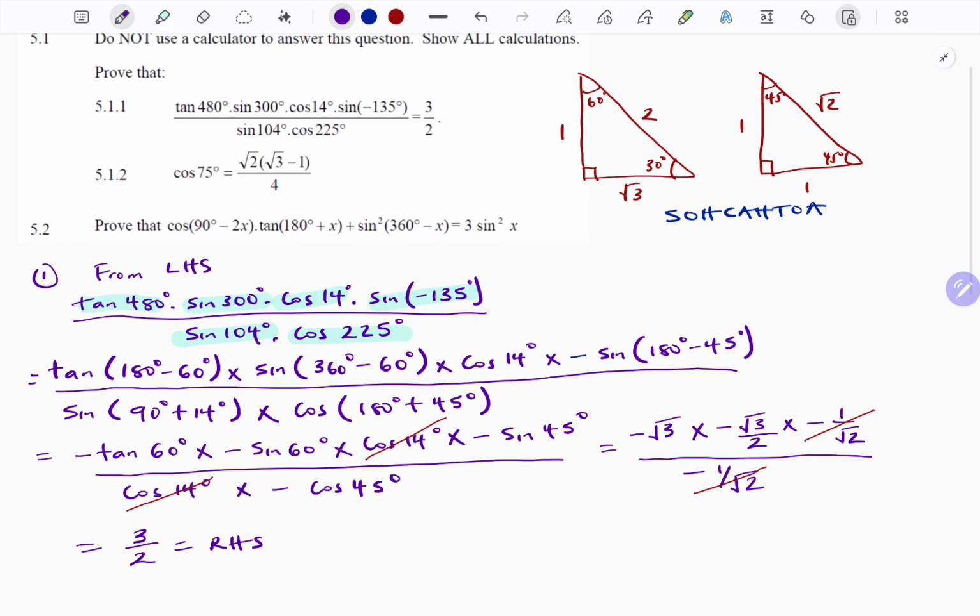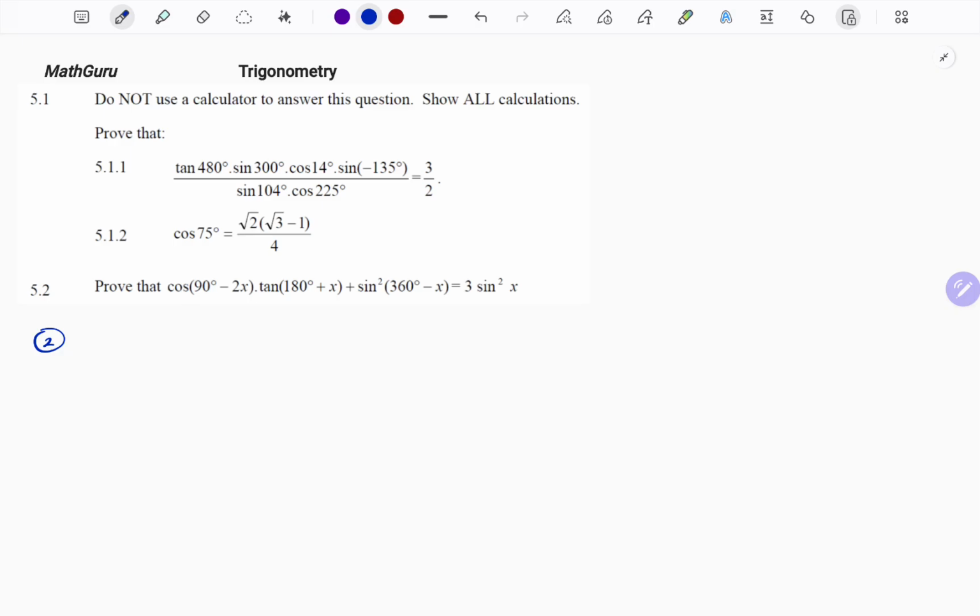So if I go back to the question, I've been able to prove that the expression on my left is equal to 3 over 2. Let's look at the second example, 5.1.2. We had to prove that cos 45 degrees is equal to root 2 multiplying in bracket root 3 minus 1, all divided by 4. Like I did earlier, I'm going to prove for my left-hand side. So therefore, stating that, I say from my left-hand side, I need to prove that cos 75 degrees is equal to the given value on my right.